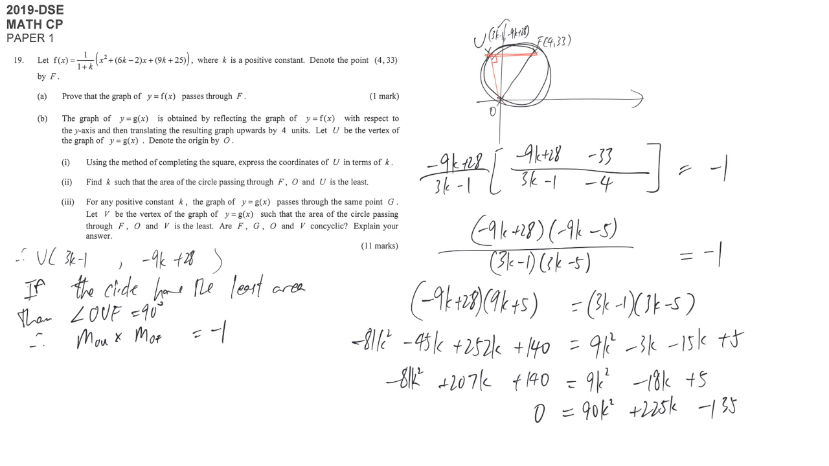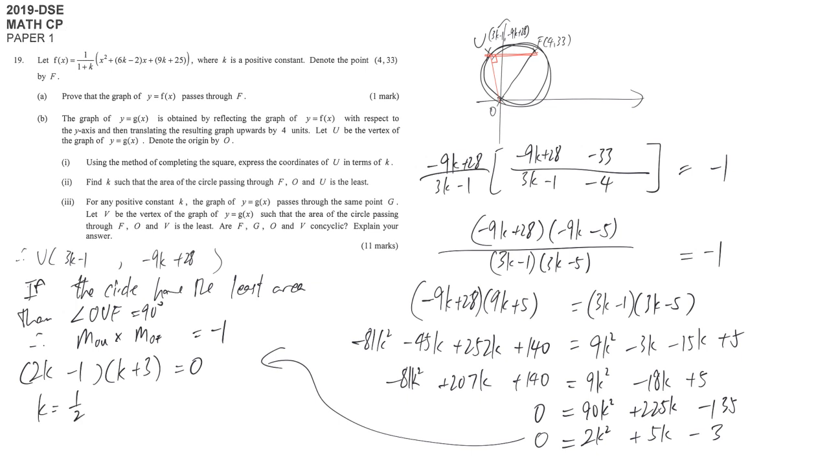All terms are divisible by 45, so this is 2k squared plus 5k minus 3. Factorize our quadratic expression. So we have (2k minus 1) times (k plus 3). So k is equal to 1 over 2 or k equals -3. You should double check whether any of the solutions should be rejected. They say that k is positive, so k can't be -3, that's why we reject it. Then k is equal to 1 over 2 to fulfill this requirement.